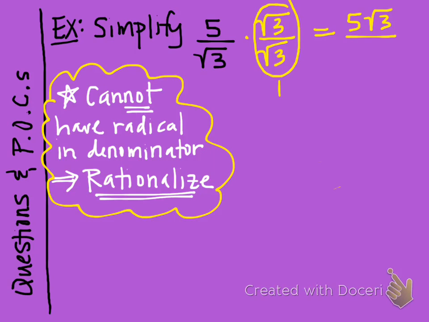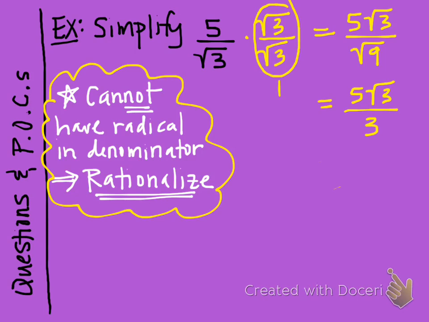So remember, you can multiply the two 3's because they're both inside, and that gives you square root of 9. Well, 9 is a perfect square. I can take the square root of 9. I know that it's 3. So what happens is our numerator stays 5 square root of 3, but our denominator changes to 3.